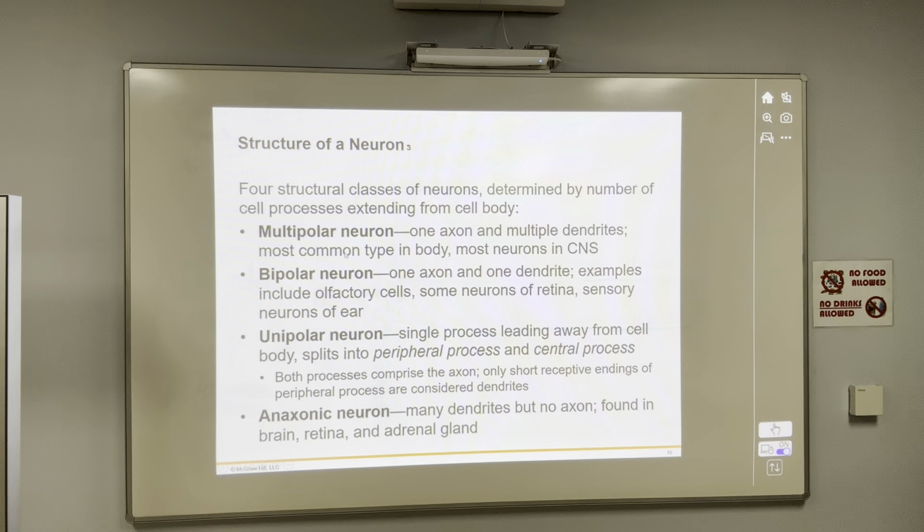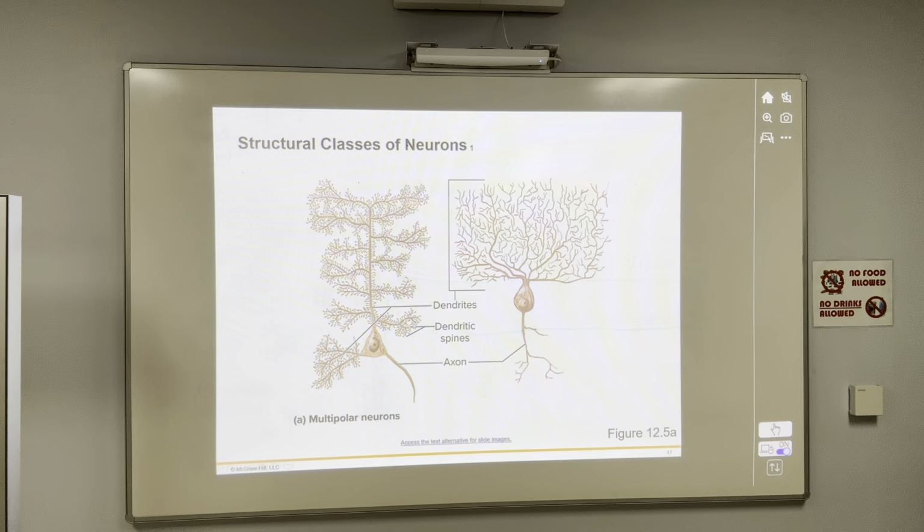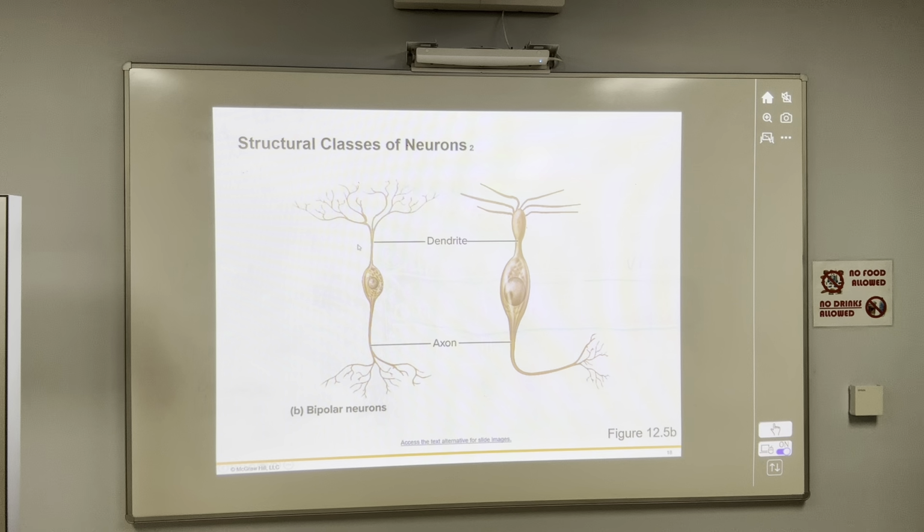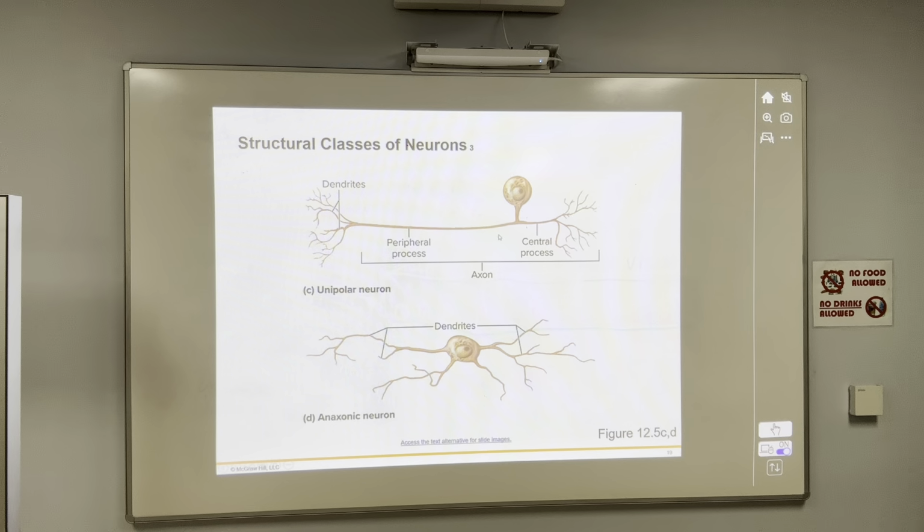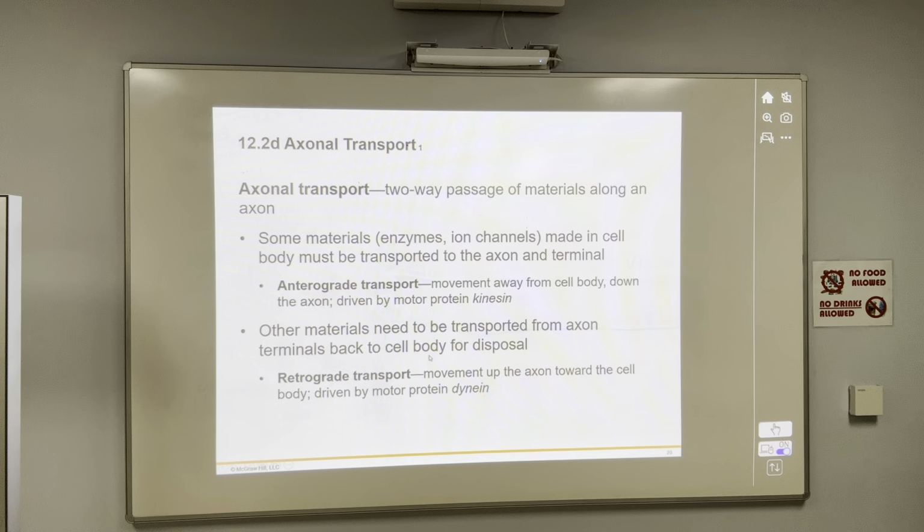Some are multipolar. These have one axon and multiple dendrites. Bipolar, they have one axon and one dendrite. Unipolar, single process leading away from the body, splits into peripheral process, central process. Anaxonic, meaning that it has many dendrites, but lacks an axon. So that shows you a multipolar neuron, and this is a bipolar neuron. There's a unipolar neuron, anaxonic neuron.